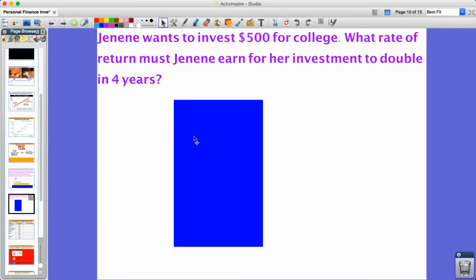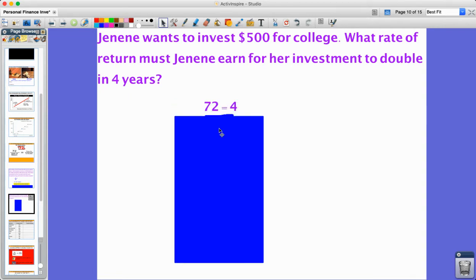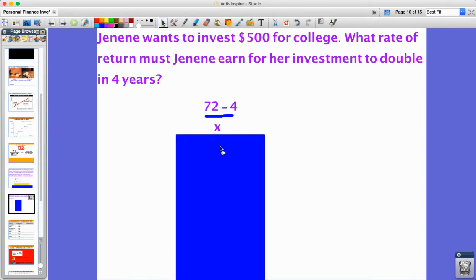So we have Janine. Janine wants to invest $5,000 for college. What rate of return must Janine earn for her investment to double over 4 years? So let's take a look. We do the same thing, but now we're looking for which interest rate she needs for her money to gain a return. So we know she needs it to double in 4 years. So 72, we know rule 72 over X, we need to figure out which interest rate she needs for it to double in 4 years.